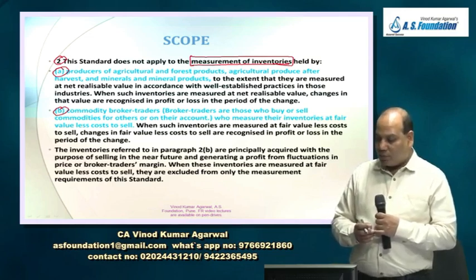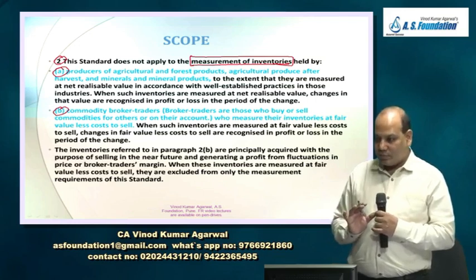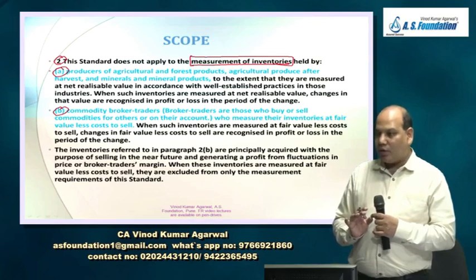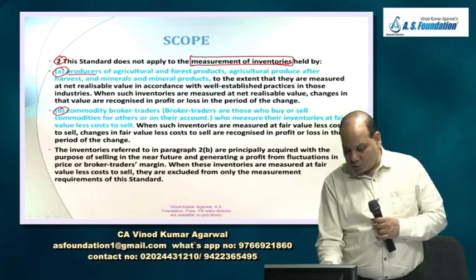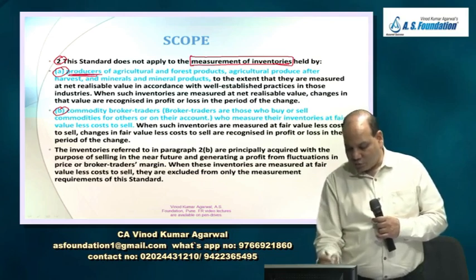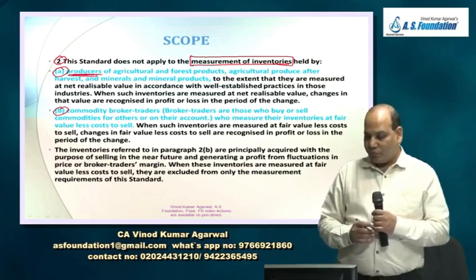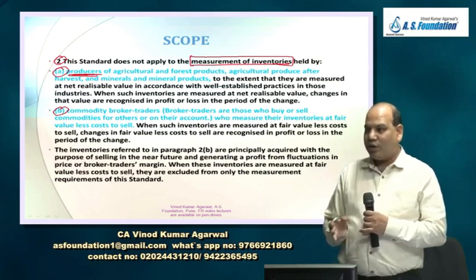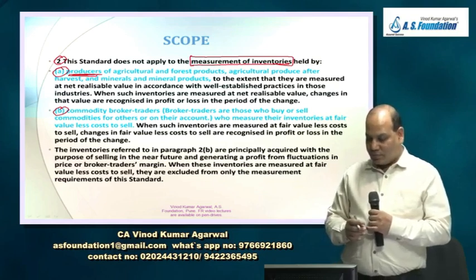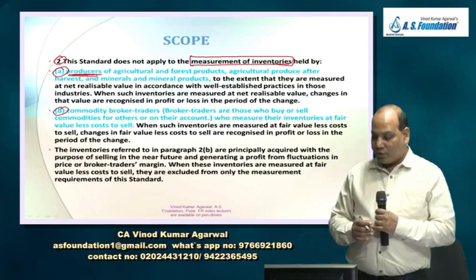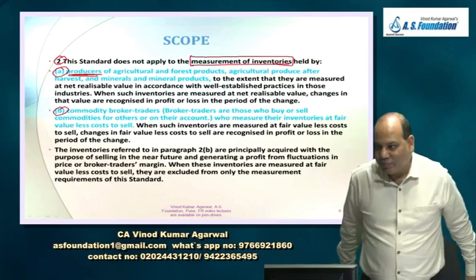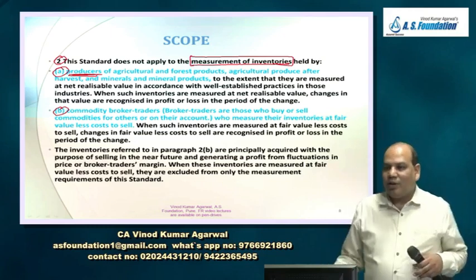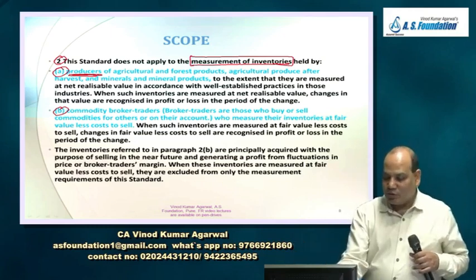The standard does not apply to measurement of inventories held by producers of agricultural and forest products. Producer, word underline. Producer, not the trader. If I am producing mangoes and selling in the market, then it is not applicable to me. But if I am a trader of mangoes, is it applicable to me? Yes, because then I know my cost.